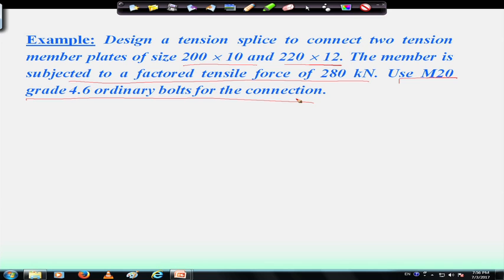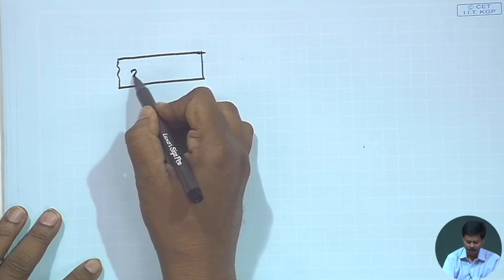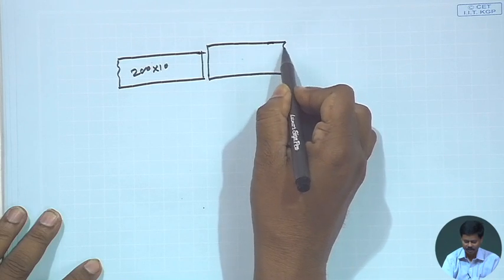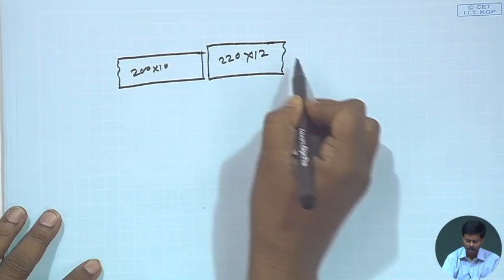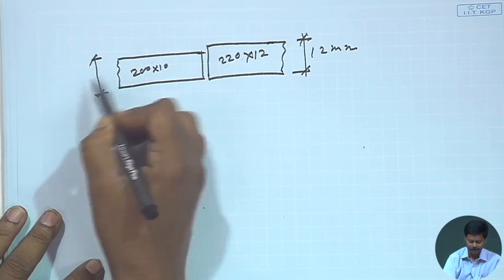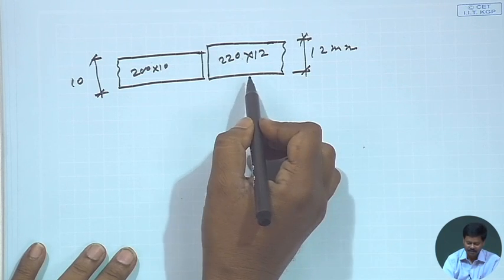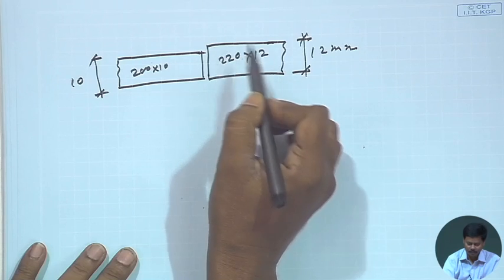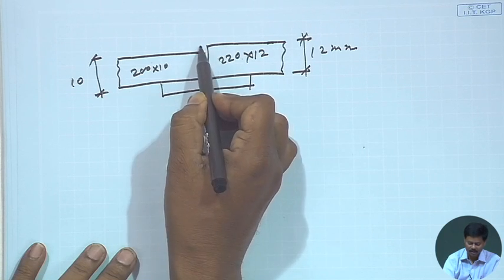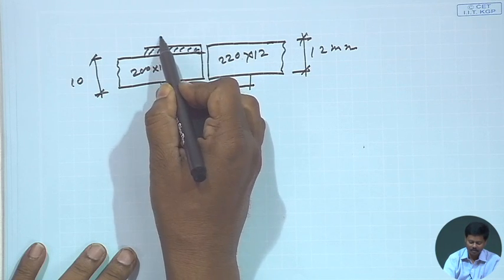So, if we draw the figure, it would be like this. Say this is 200 by 10, and another is 220 by 12. That means, this thickness is 12 mm and this thickness is 10 mm, and we need to design this tension splice where 20 mm diameter bolt is used. So, here we can provide a splice and here we have to provide certain filler material or packing, right. Then we can provide a splice here.